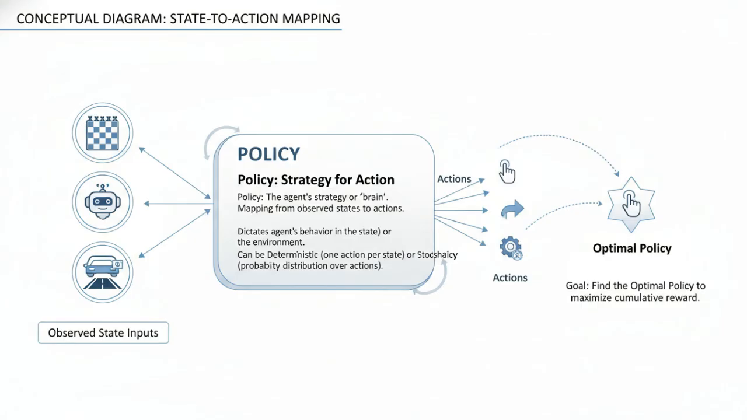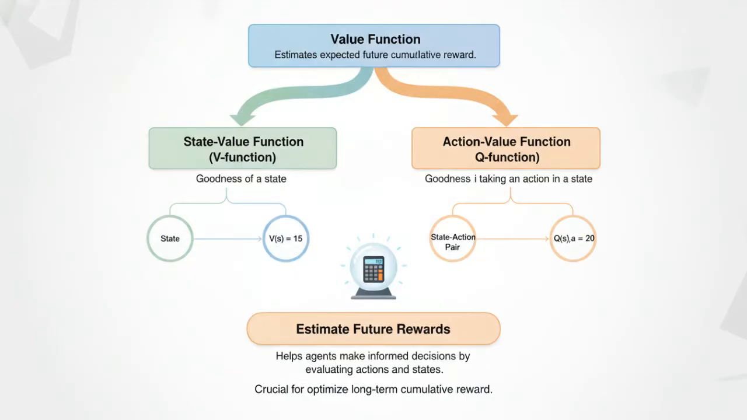While the policy tells the agent what to do, the value function tells the agent how good it is to be in a particular state or to perform a particular action in that state. More precisely, a value function estimates the expected cumulative reward an agent can anticipate receiving starting from a given state and then following a specific policy thereafter.